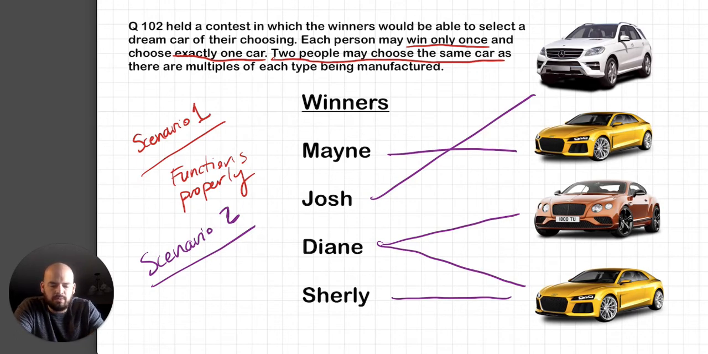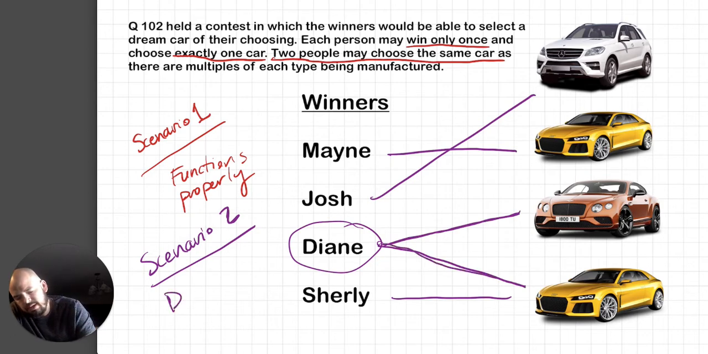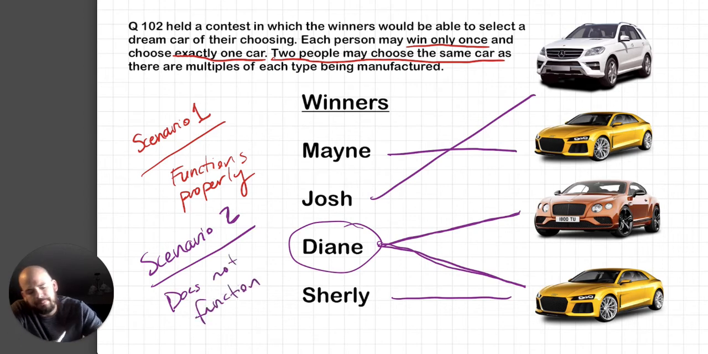Well, Maine is one winner and he picked one car. That works. Josh is one winner. He picked one car. Shirley picked the same car as Maine, but we're allowed to do that because Audi probably made more than one of the same type. So that all works. Well, let's look at Diane here. Diane has tried to pick two cars. That does not function. It means it doesn't work. Okay? Now let's take a look at that in a little bit more of a mathematical sense.